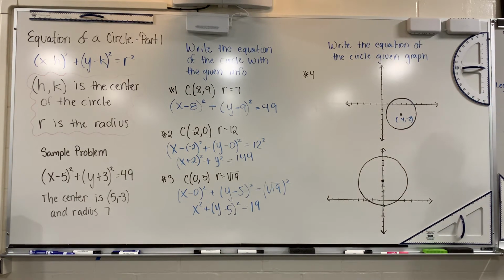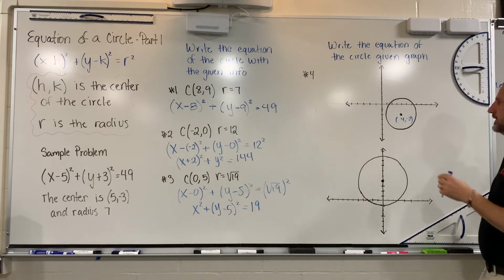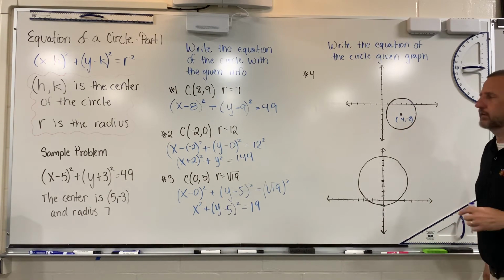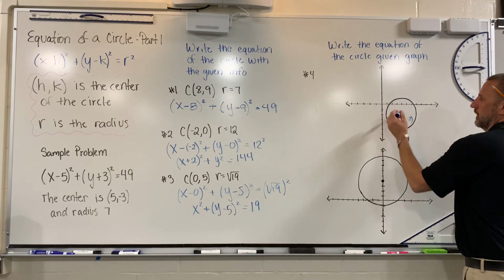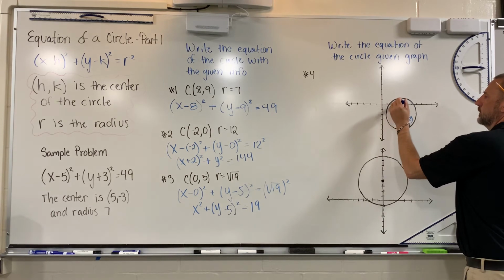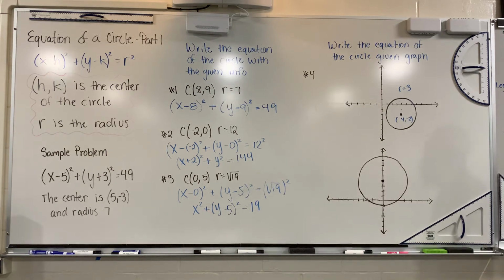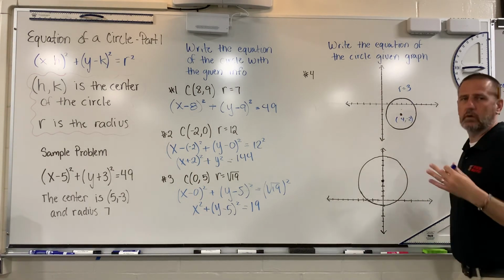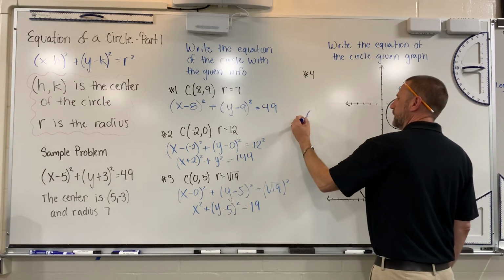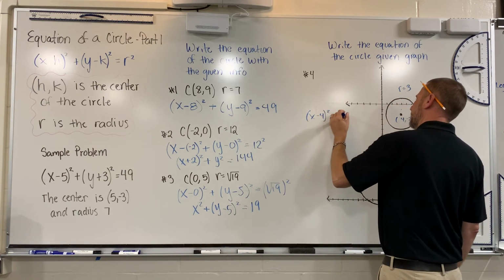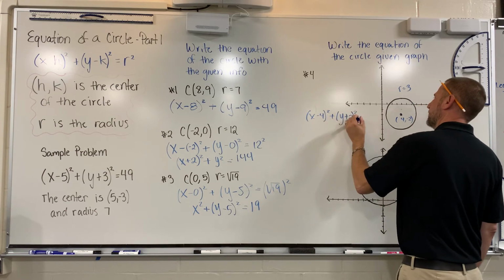And then the other thing I need to know is my radius. Well, I can count that. All I got to do is remember that radius is the distance from the center to the edge in any direction. It doesn't matter. So if I just simply count upwards, 1, 2, 3. So I go back and I can take this information and write it into the equation of a circle, and it would be (x minus 4) squared plus (y plus 2) squared equals 9.